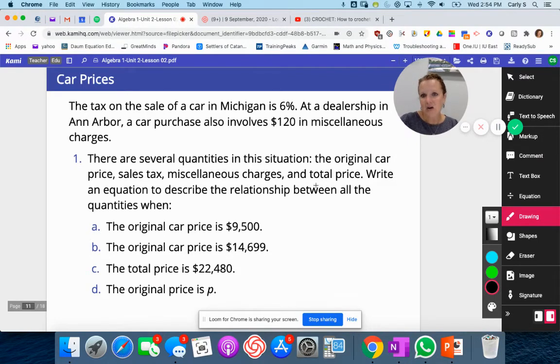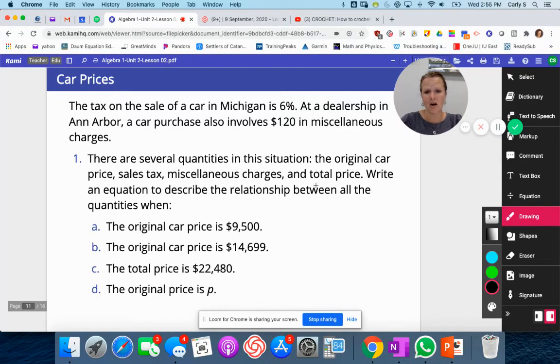The tax on the sale of a car in Michigan is 6%. At a dealership in Ann Arbor, a car purchase also involves $120 in miscellaneous charges. There are several quantities in this situation: the original car price, sales tax, miscellaneous charges, and total price. Write an equation to describe the relationship between all the quantities when the original car price is $9,500.